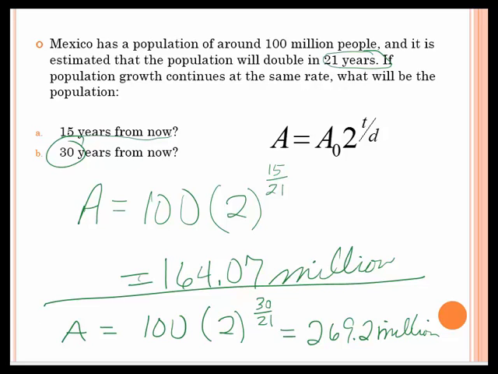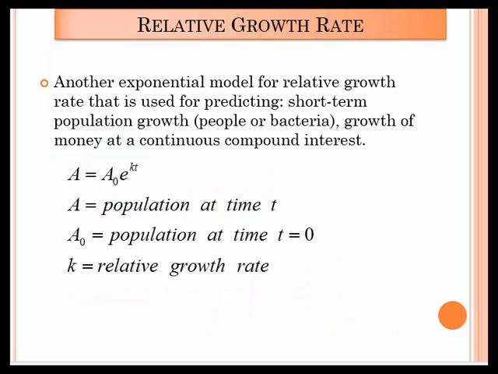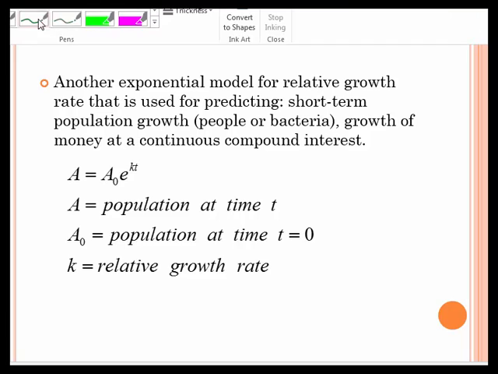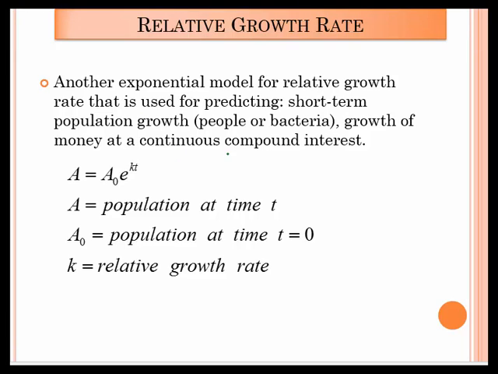Another way of looking at growth rates or population growth rate is called relative growth rate. This is another exponential growth, and it's a positive exponential growth. It might deal with people or maybe a virus spreading.